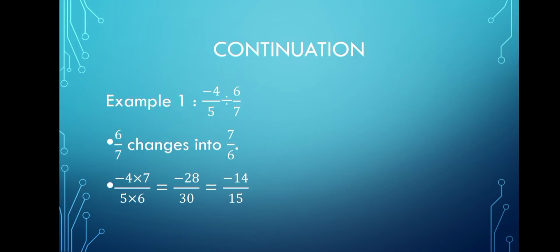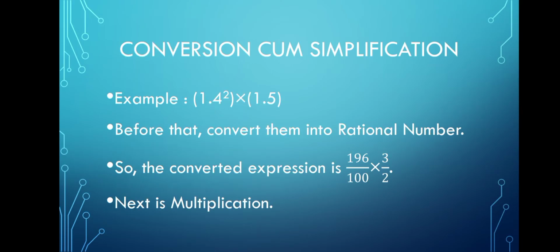Here is an example. Minus 4 by 5 divided by 6 by 7. 6 by 7 changes into 7 by 6, which is just the reciprocal. Minus 4 into 7 by 5 into 6. Minus 4 into 7 is how much? It's minus 28. 5 into 6 is how much? It's 30. So after simplification, we get the answer minus 14 by 15.